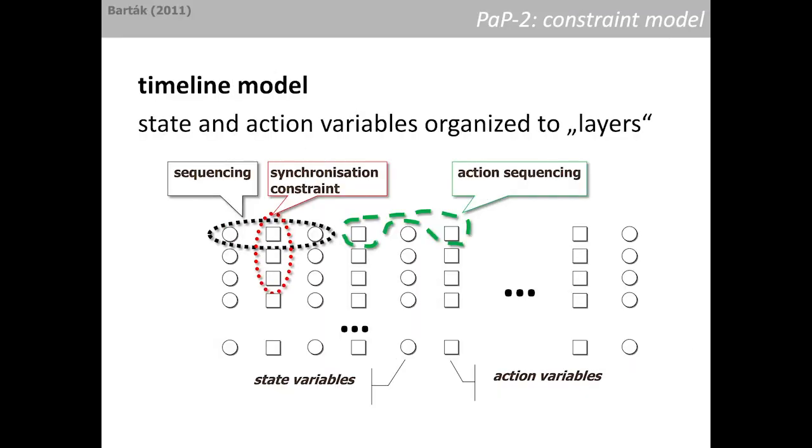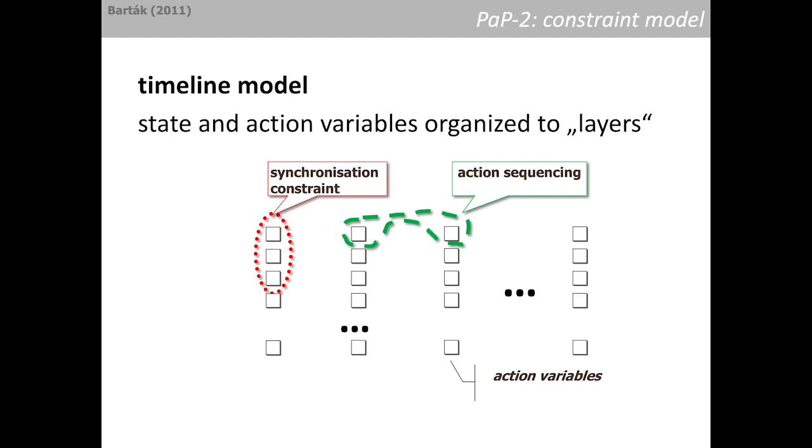When we look at the model, we realize one simple thing. We don't need the state variables at all. We can model everything just by using action sequencing constraints and synchronization constraints. So we call this model PAP2.